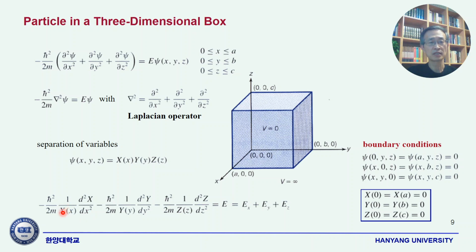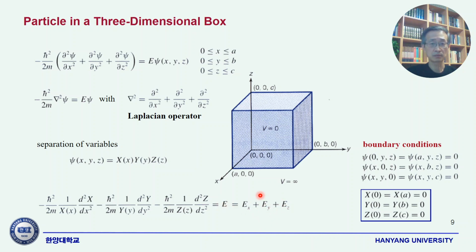Now what you have done is divide both sides by the total wave function. Then what you're left with is 1 over X, 1 over Y, and 1 over Z, and you have no psi or x, y, z on the energy side. This energy is just a number, but you know that you separated your wave function and you could separate your Hamiltonian into Hamiltonian X, Hamiltonian Y, Hamiltonian Z, like that. Then your energy is E_x plus E_y plus E_z.